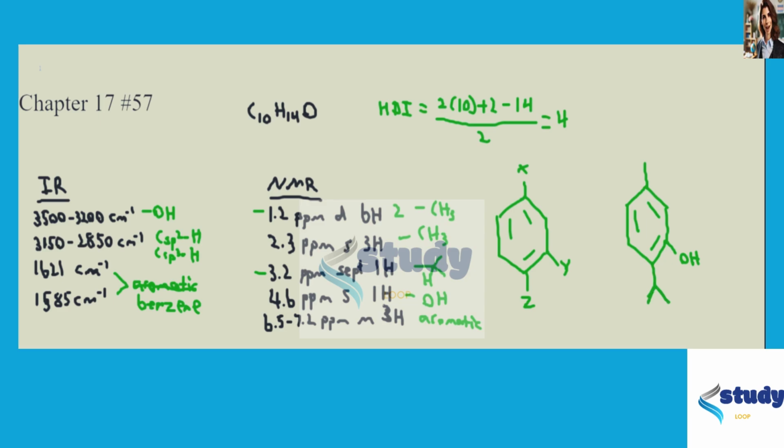But again, there's no way to make those definitive assignments based just on the information that we've been given here. We can say that it's tri-substituted, and we can say what the substitution pattern is and what the substituents are, but we can't put it all together based just on the information that we have here. But that's the answer to Chapter 17, problem number 57.